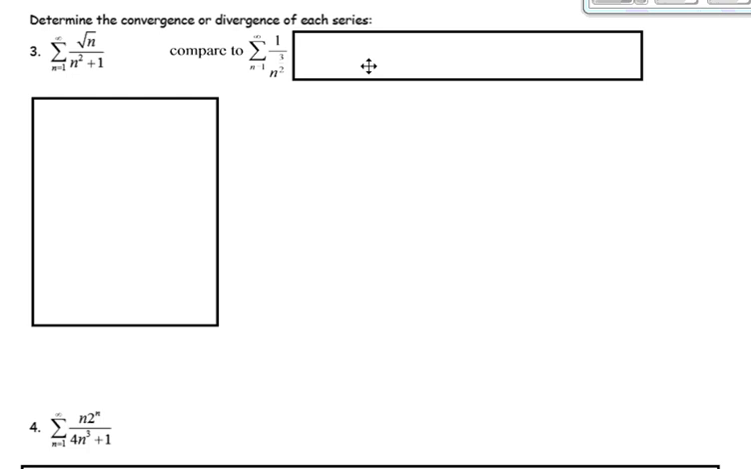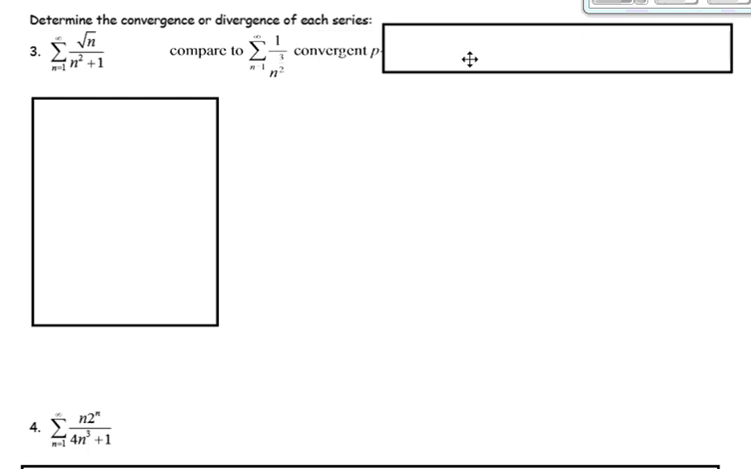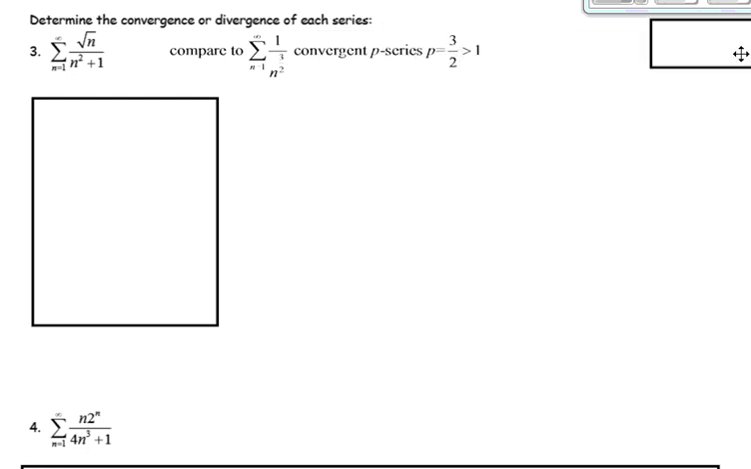So again, you have to make this statement before you can apply the limit comparison test. So we're going to compare it, and then you also have to prove the convergence or divergence of that. So this is a p-series, and this is another way of writing the statement. You can say it's a convergent p-series where p is equal to 3/2, which is greater than 1. So there's lots of different ways you can write that statement, just as long as you have those 3 essential things: whether it converges or diverges, what kind of series, and then the why.